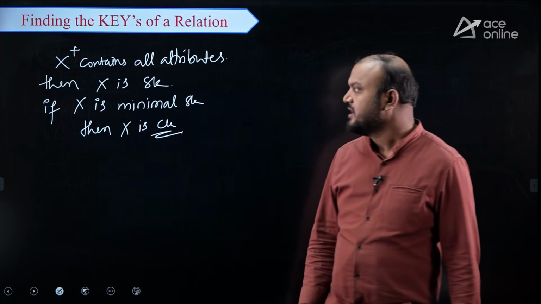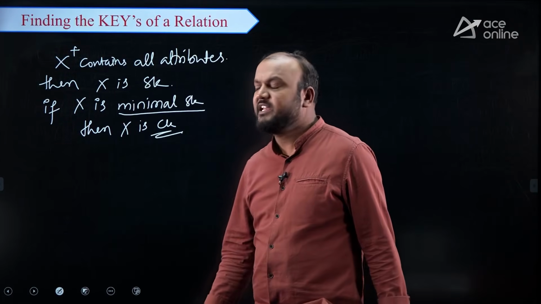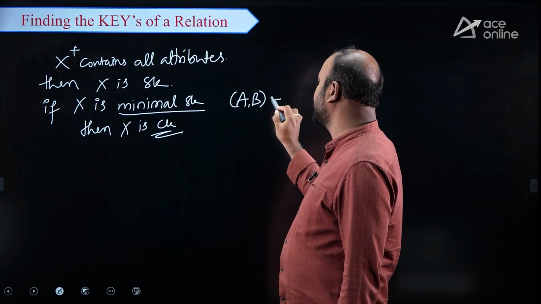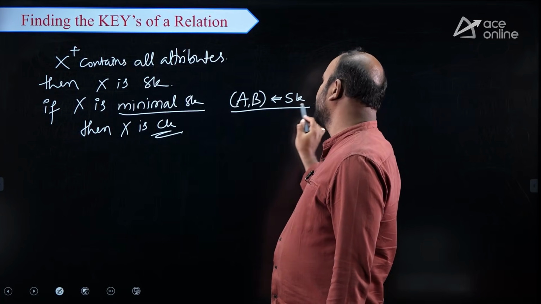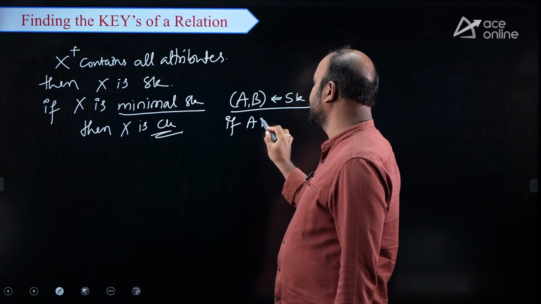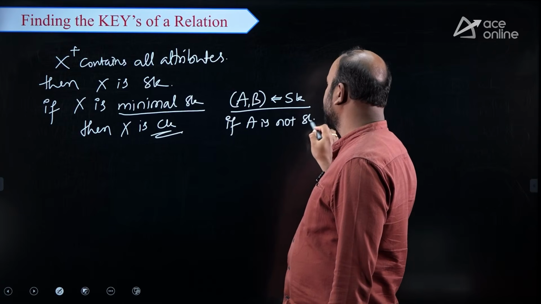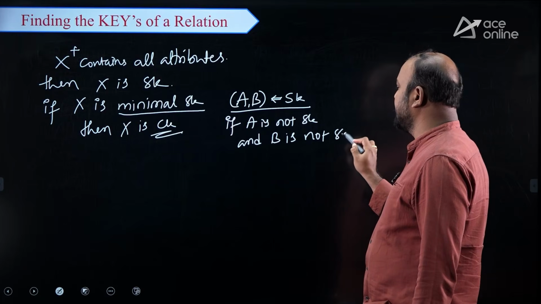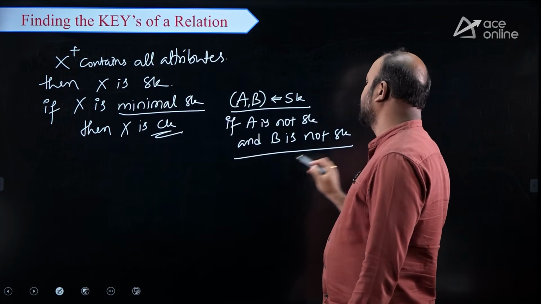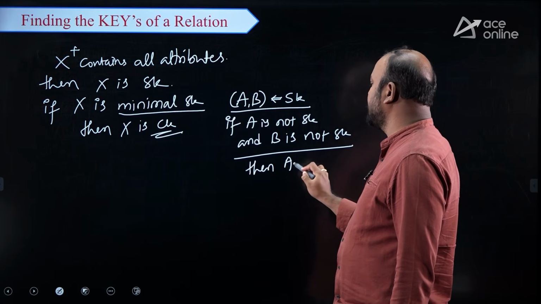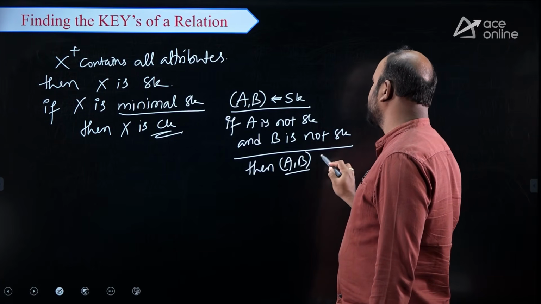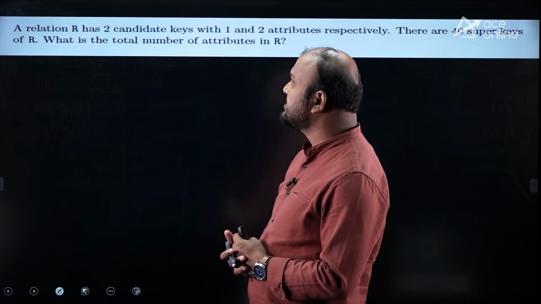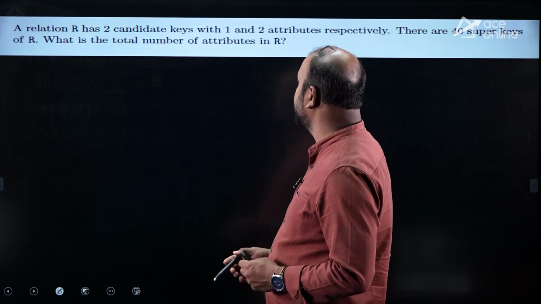That we know it. And again, I want to repeat it. What is the minimal super key? Assuming the A, B attributes together, we call it as a super key. If A alone is not super key and B alone is not super key, then AB is called minimal super key and a minimal super key is called candidate key, right? A relation R has two candidate keys with 1 and 2 attributes.